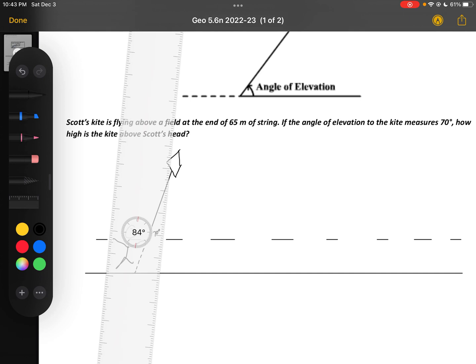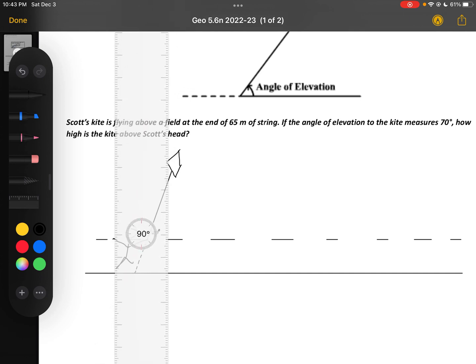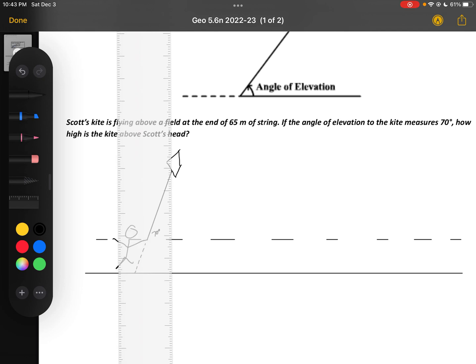And then we can trace from that string 90 degrees, exactly down there. There we go. So this makes a triangle. Again, we know that this is a 90-degree angle. So that's one of the things that we can measure. So there's our 65 meters of string.